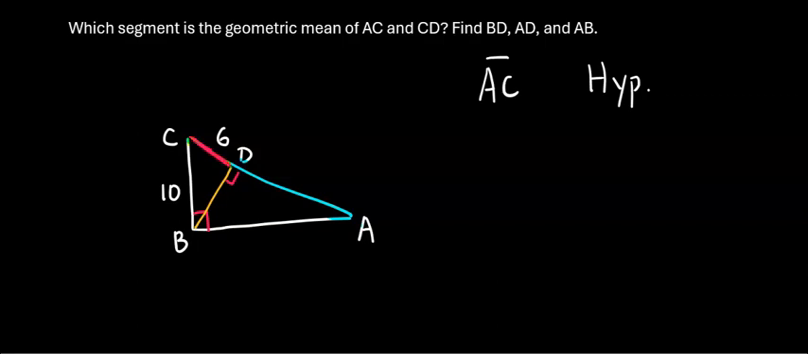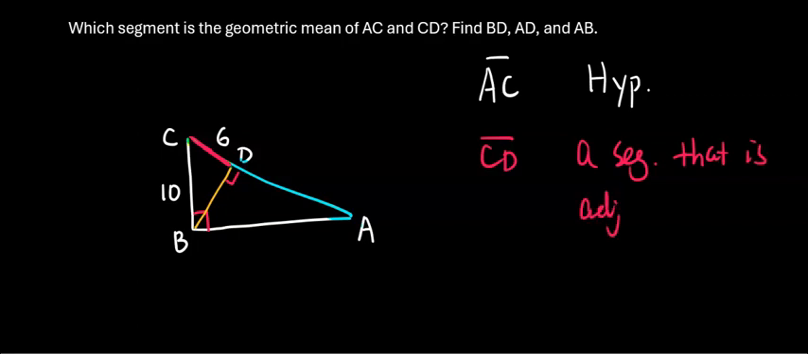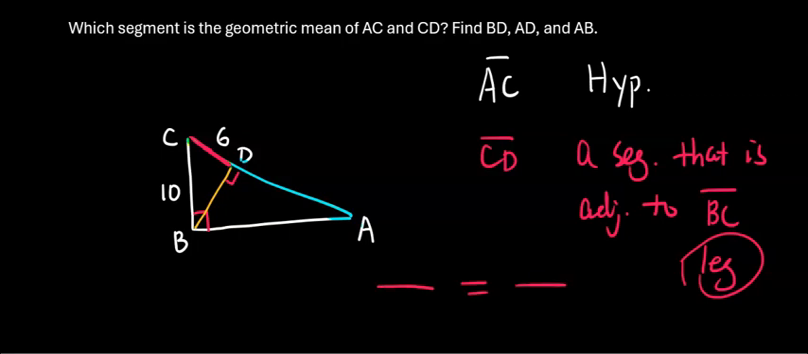CD is right here. So we realize CD is a segment that is adjacent to which one? To BC. So BC is a leg. All right? Now we know we're going to use the leg theorem. So we're going to write down leg and hypotenuse. Instead of writing the segment that is adjacent to this leg, I'm going to write down projection. Okay? All right. Let's fill it in.